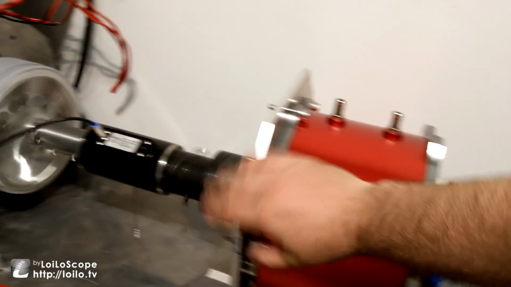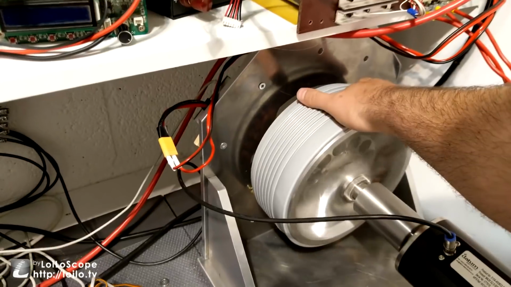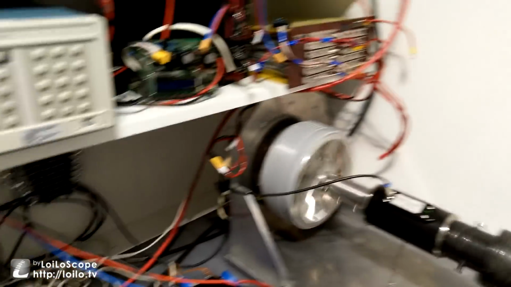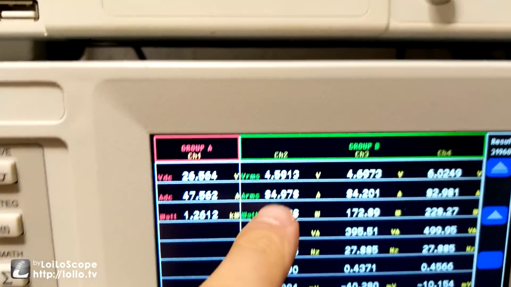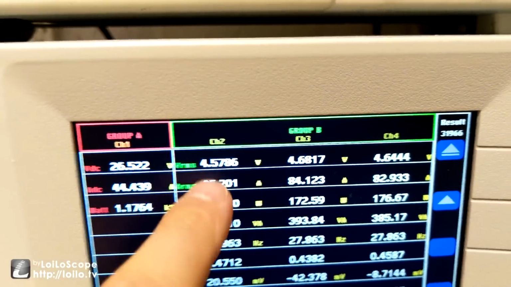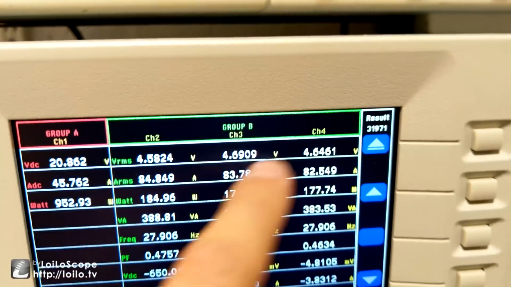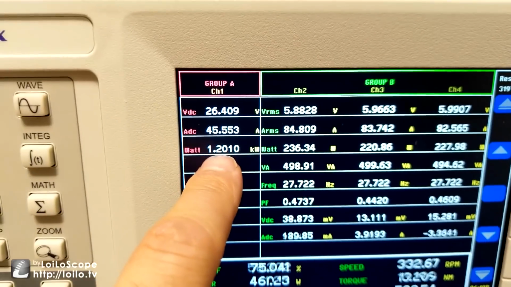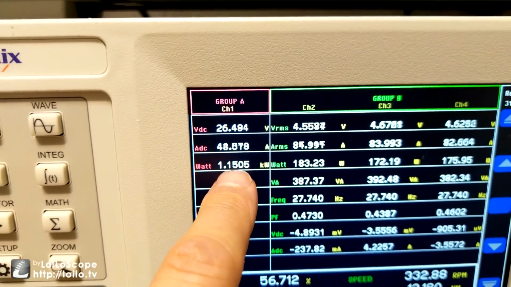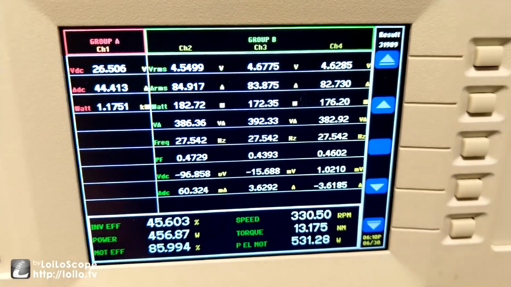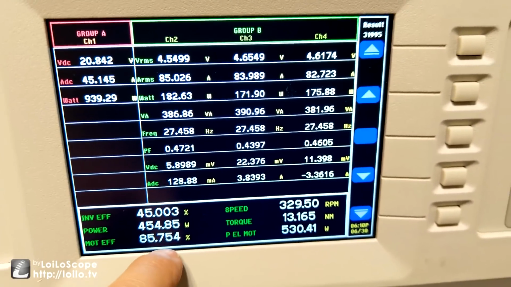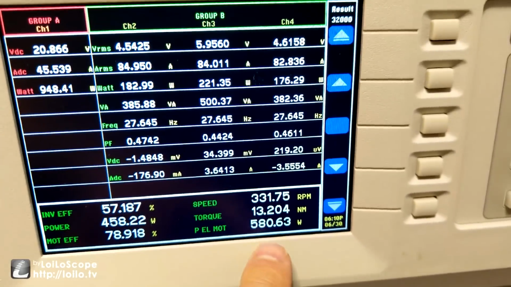Very light, there is no heat at all because the power is very small. The controller is putting now about 85 amps to the motor and the voltage is 4 volts, sorry. Power going to the motor 1.1 kilowatt. Efficiency around 85-86% of the motor at this low power. Very nice.